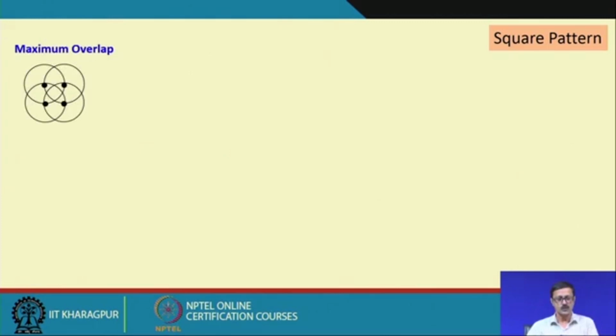So, if these black dots are the speaker points at the top, and these circles are the coverage at the particular listener level.